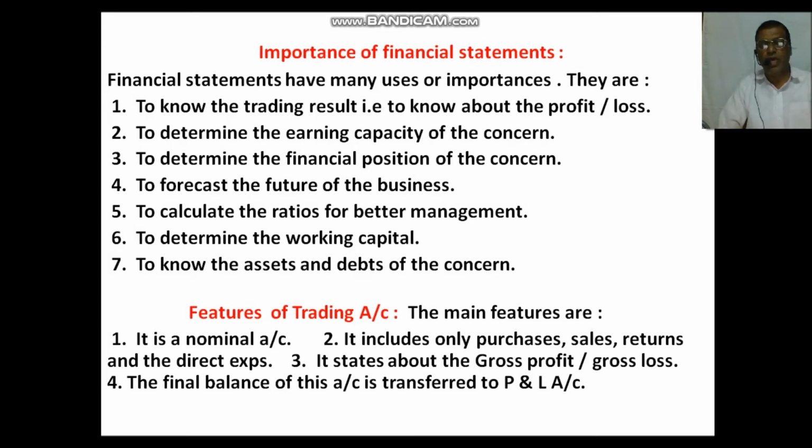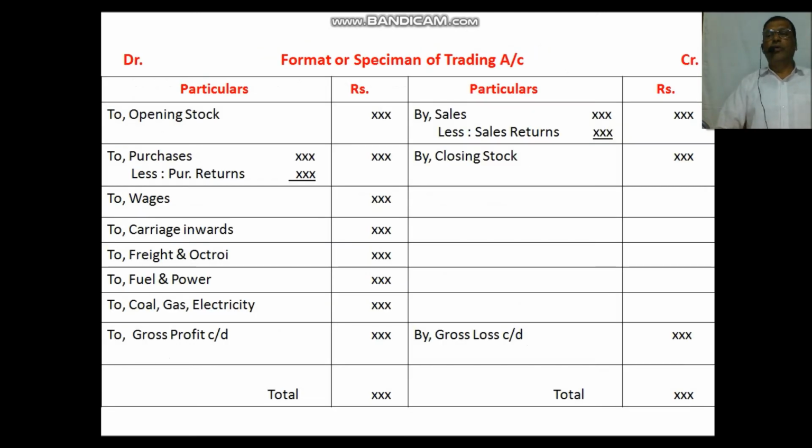The final balance, or the gross profit or gross loss as disclosed by this account, is transferred to the P&L account. These are the main characteristics or features of the trading account. Now, coming to the discussion on the format or specimen of the trading account. How can we prepare a trading account?